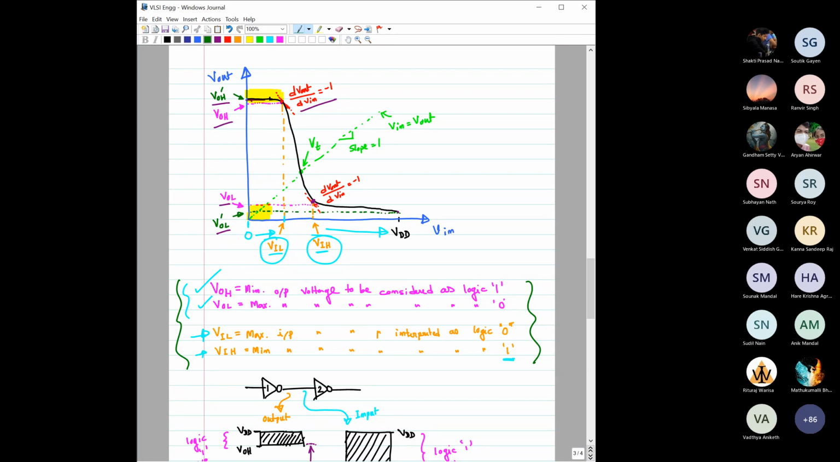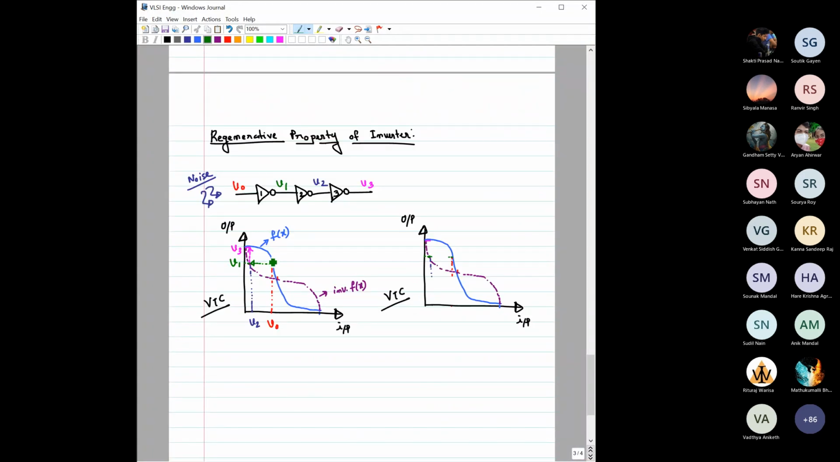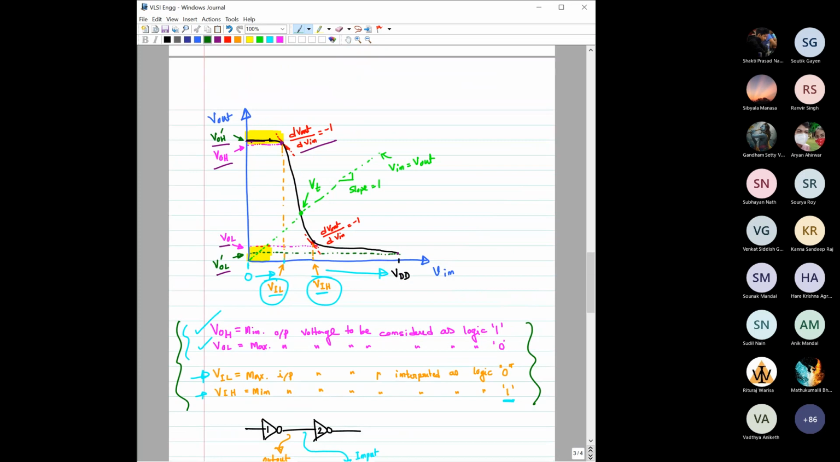So is there any reason for considering the slope as -1 as the limit? Like why not -2? Okay. That is because, maybe that would be better if we consider it to be here, in the regenerative part. So here -1 is something like this.